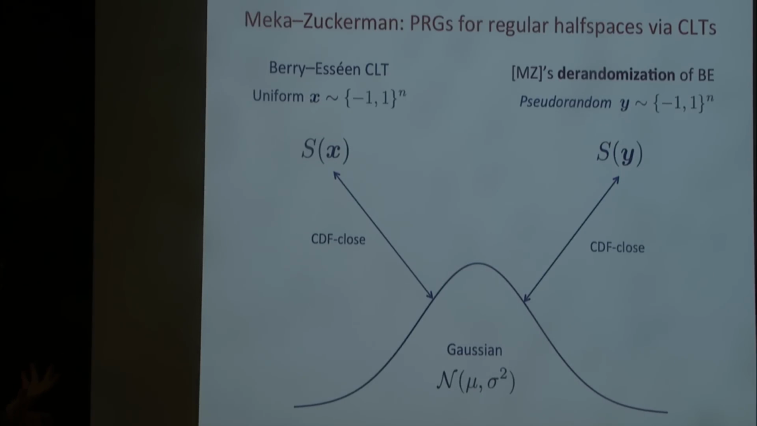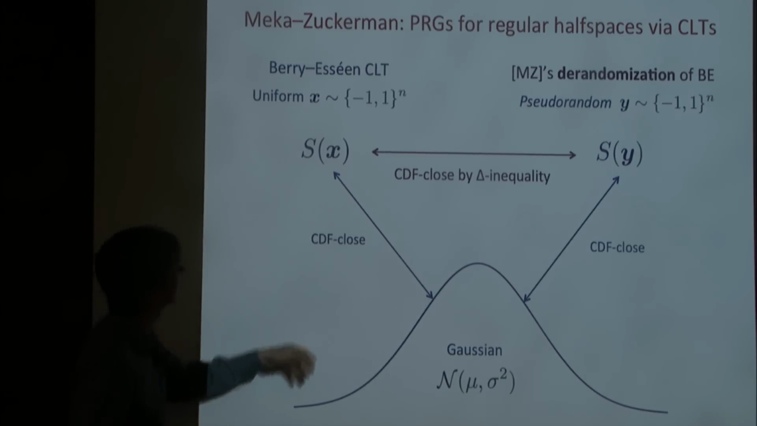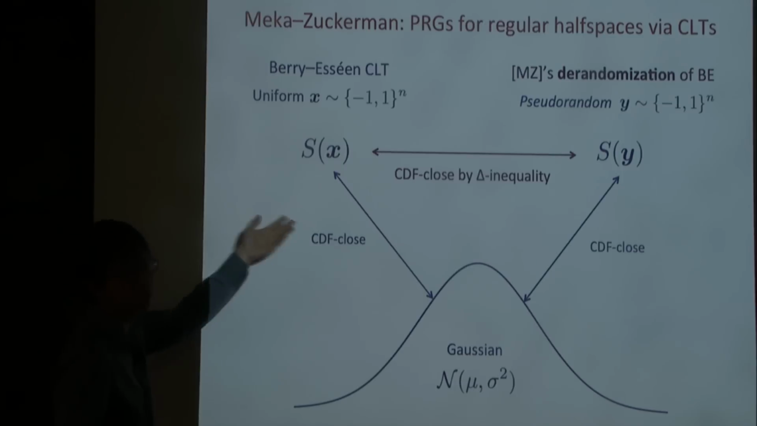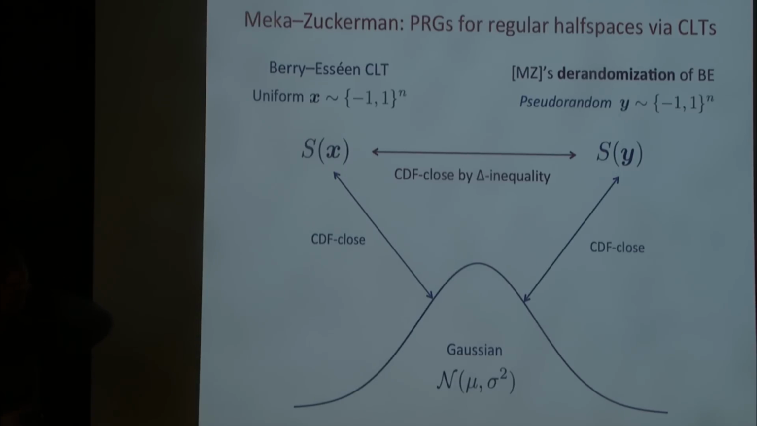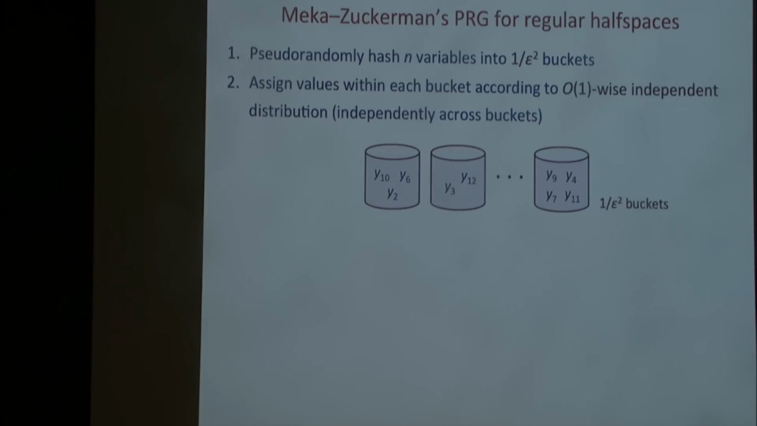And as a nice bonus, they get to apply the triangle inequality and say that, forget about the Gaussian, S of x and S of y are CDF close. And once you have done that, you have done nothing more and nothing less than fooled the sine of S of x. In fact, you have fooled the sine of S of x minus theta for every theta. OK, so that's the game plan.